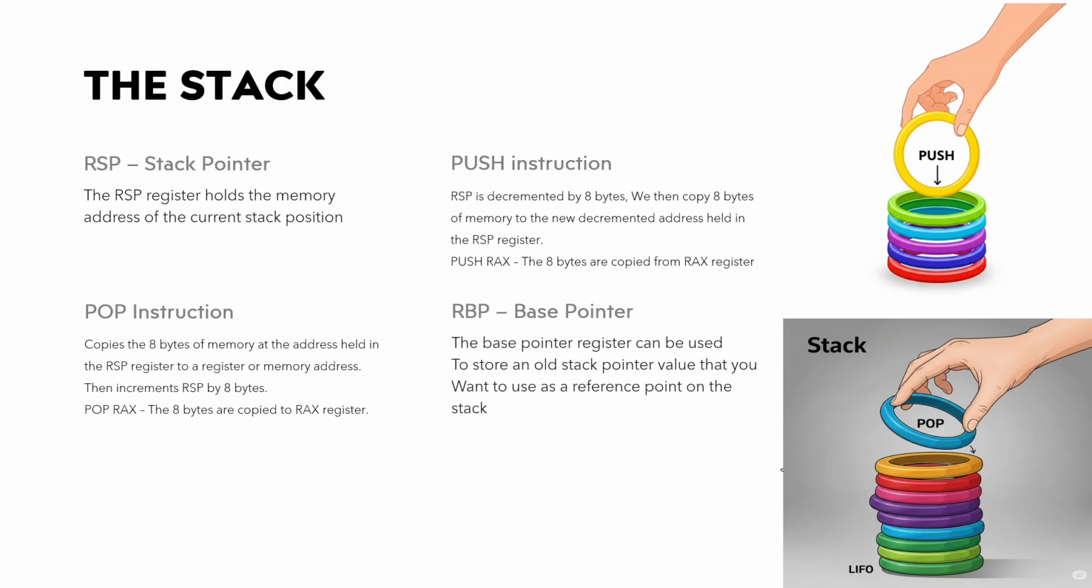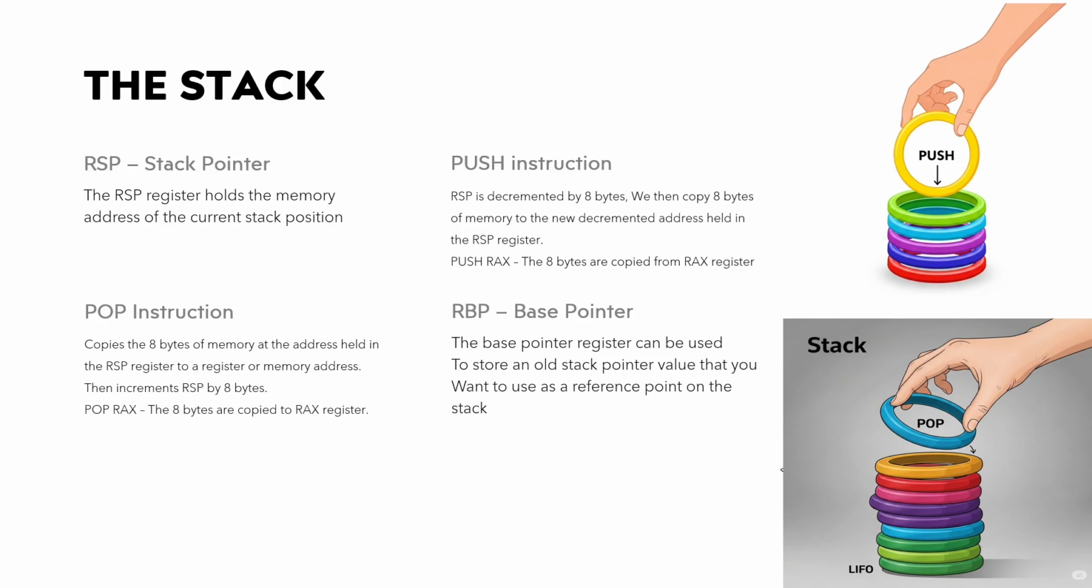So after decrementing by 8 bytes, we then copy 8 bytes of memory to the new decremented address held in the RSP register, okay? So if we did push RAX, for example, it's going to move the 8-byte value from the RAX register into the next stack position. And likewise, when you pop, it'll copy 8 bytes of memory at the address held in the RSP register to another register or memory address, depending on how you use the instruction. And then it increments the RSP register by 8 bytes.